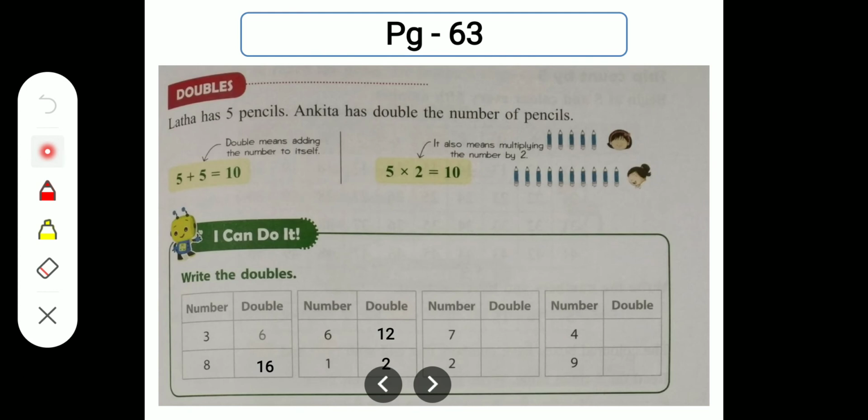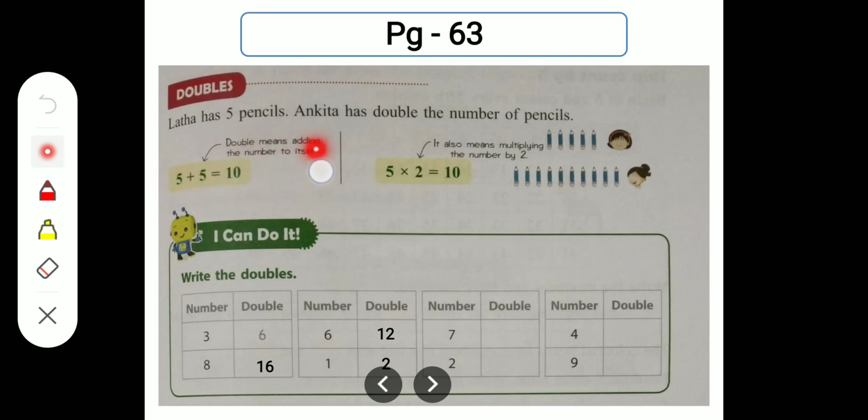Now, page number 63. Doubles. So, children, first you have to understand what is the meaning of the word doubles. Lata has 5 pencils. Ankita has double the number of pencils. So, what is double? 5 plus 5 is equal to 10.